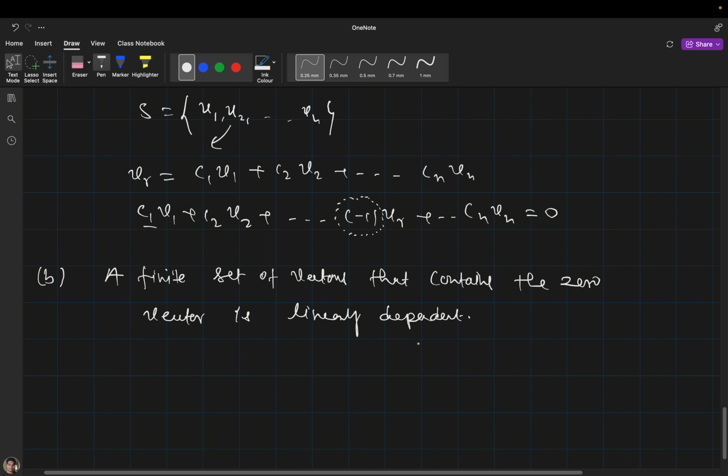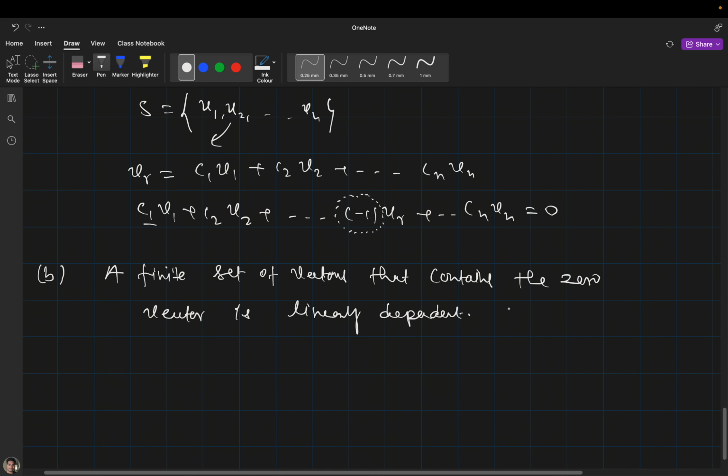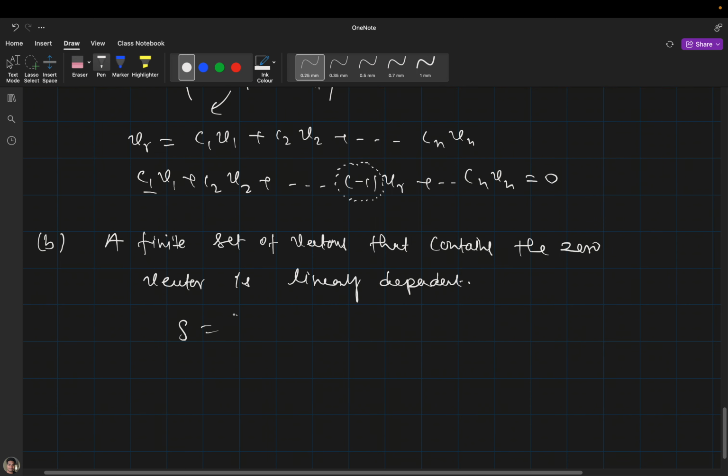Is it fine? Tell me, it's true or false. I'm trying to say, suppose you have the set such that v1, v2, and in between, suppose you have one other vector, 0. Then this set will always be linearly dependent.